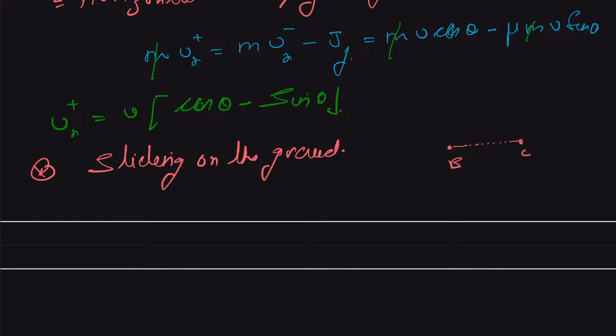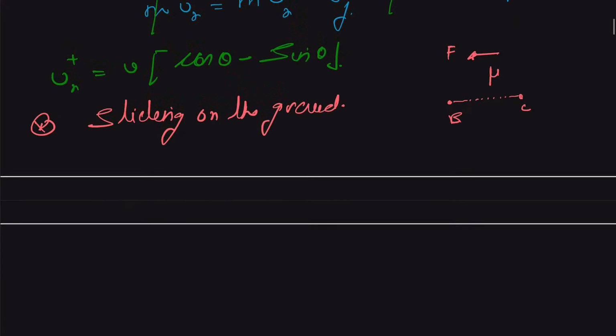And because there is a friction and the coefficient of friction is mu, we are going to get a frictional force in the opposite direction, and let us call this F. So you can say the frictional force, that is F, is equal to mu mg.